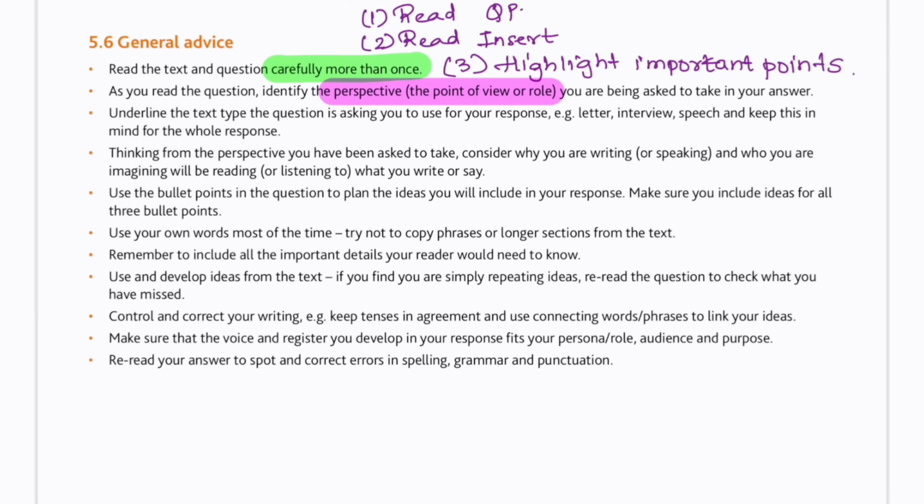Read the question paper first. Generally the advice is read the insert first, but I don't give that advice of reading the insert first. First read the question paper, then read the insert, then highlight the important points in the insert, because you'll end up saving a lot of time since you are already aware of what questions you are supposed to answer. Okay. Thinking from the perspective you have been asked to take, consider why you are writing.